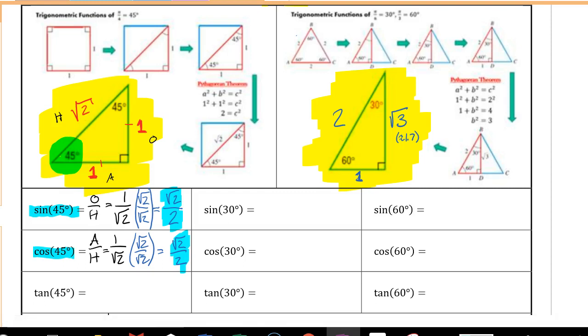So the cosine of 45 is also the square root of 2 over 2, again, coming from our triangle, adjacent over hypotenuse. Lastly, we'll do the tangent. Tangent is the opposite over the adjacent, so in this case it is 1 over 1, which reduces just down to the value of 1. So the tangent of 45 degrees is equal to 1.